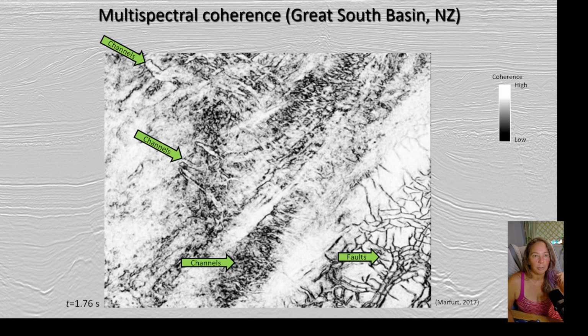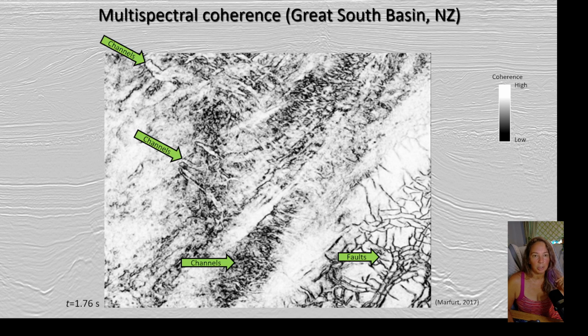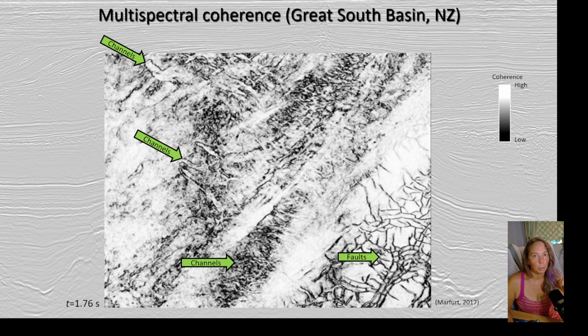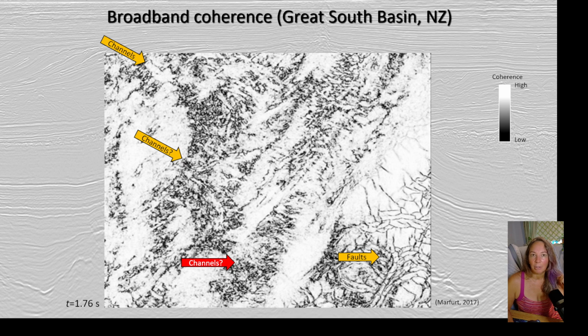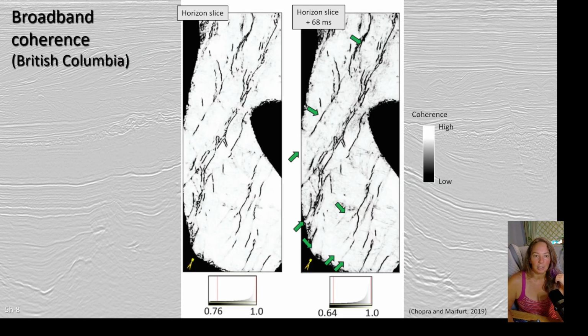So I'll go back and forth really quick for these two. Here we've got the broadband coherence and then the multispectral coherence. And hopefully as I toggle back and forth between these, you can see how using multispectral coherence can really help you as an interpreter have a little bit more confidence in what you're seeing and doing.